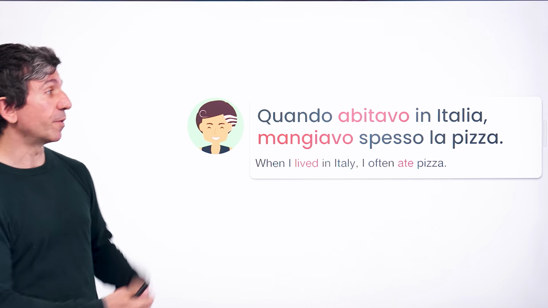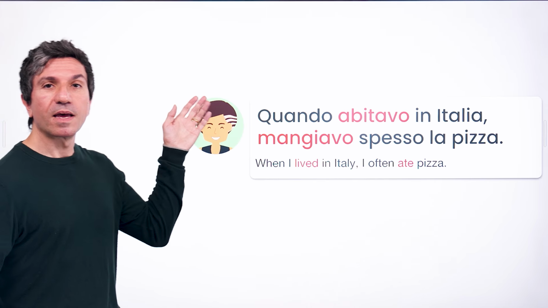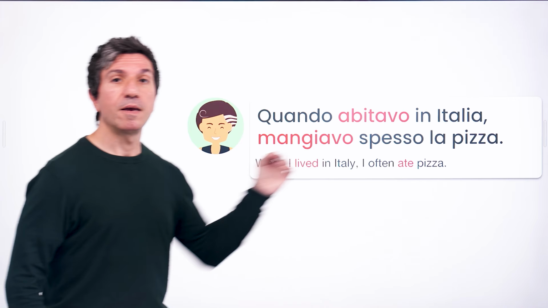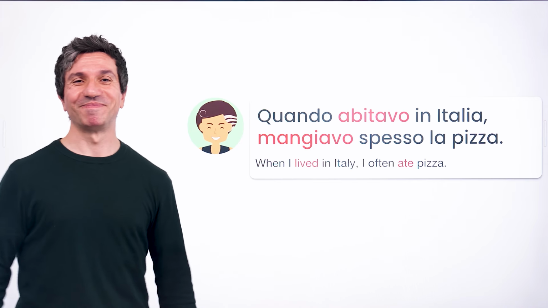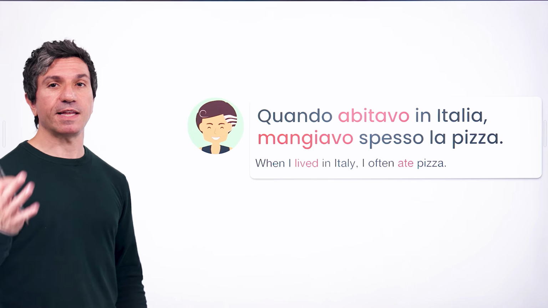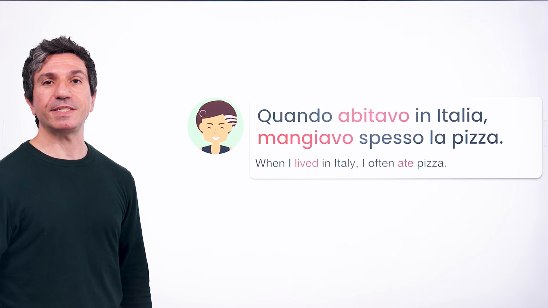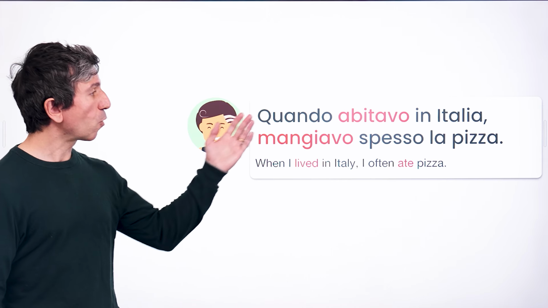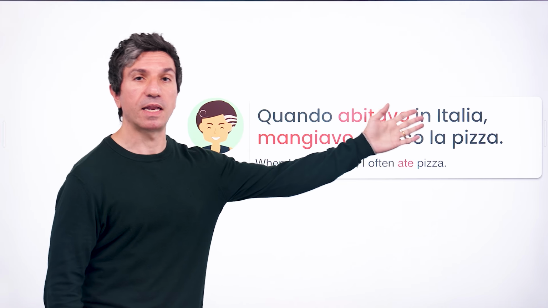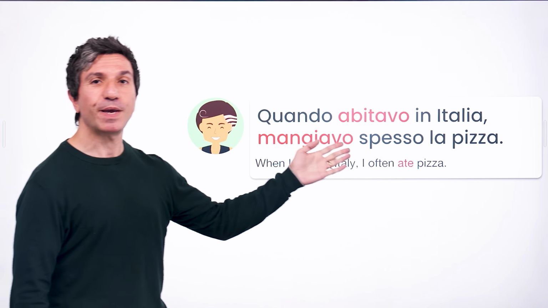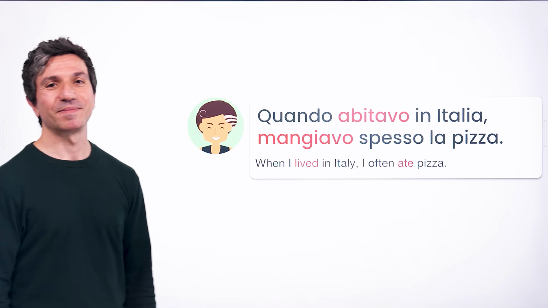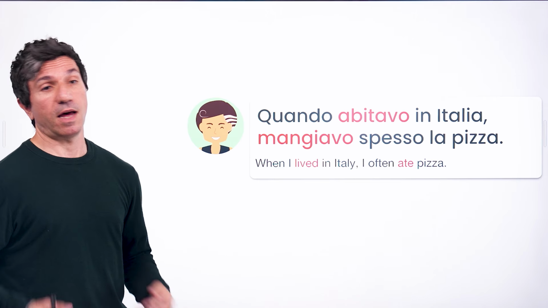One last example. Quando abitavo in Italia, mangiavo spesso la pizza. When I lived in Italy, I often ate pizza.